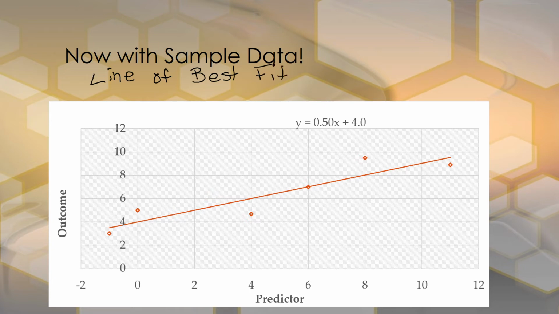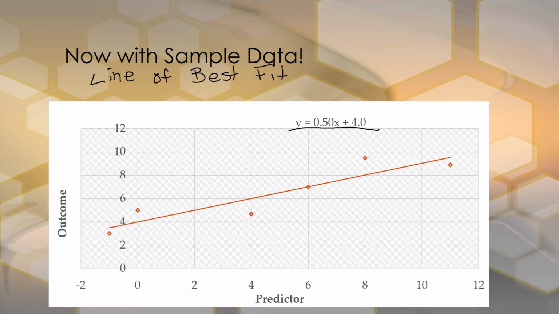And what we do in regression is make an equation for that line of best fit. And what the technology does, like Excel or whatever you're using, or you calculate it by hand, what you try to do is make a line where the distance between the data and the line is minimal.